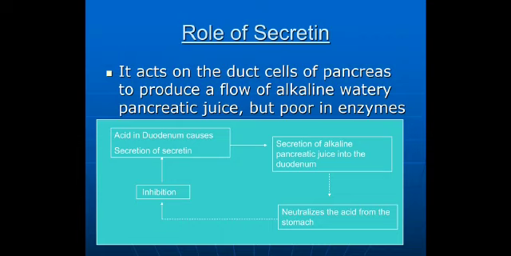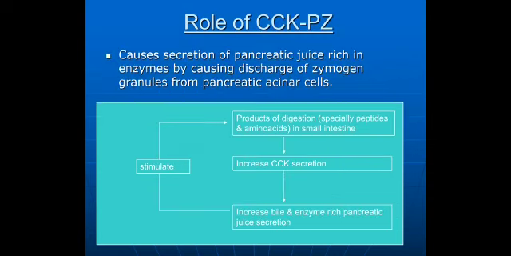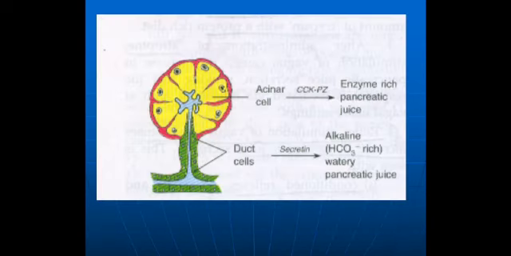It acts on the ducts of the pancreas to produce the flow of alkaline watery pancreatic juice, but poor in enzymes. The cholecystokinin pancreozymin causes secretion of pancreatic juice rich in enzymes, causing discharge of zymogen granules from the pancreatic acini. The products of digestion, especially peptides, stimulate and increase CCK secretion. It also increases bile and enzyme-rich pancreatic secretion.